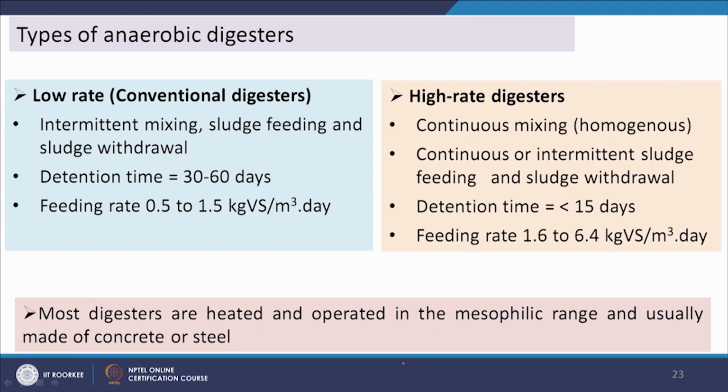rate digesters. Low rate means its capacity or throughput is less and its detention time is more, and in case of high rate the detention time is less, that is less than 15 days, whereas for low rate it is 30 to 60 days. The feeding rate in case of low rate is 0.5 to 1.5 kg volatile solids per meter cube per day, whereas for high rate this is 1.6 to 6.4 kg volatile solids per meter cube per day. Most digesters are heated and operated in the mesophilic range and usually made of concrete or steel.